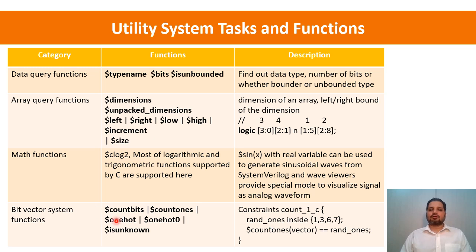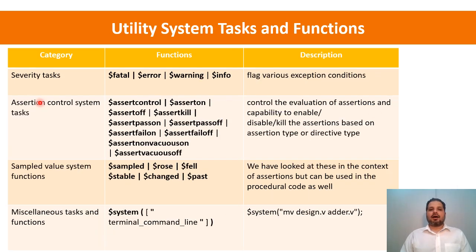One hot is also useful. One hot zero is also useful. So count ones, one hot zero, these are useful functions because they can be used many times in constraints or constraint related problem solving. And then we have severity control tasks.